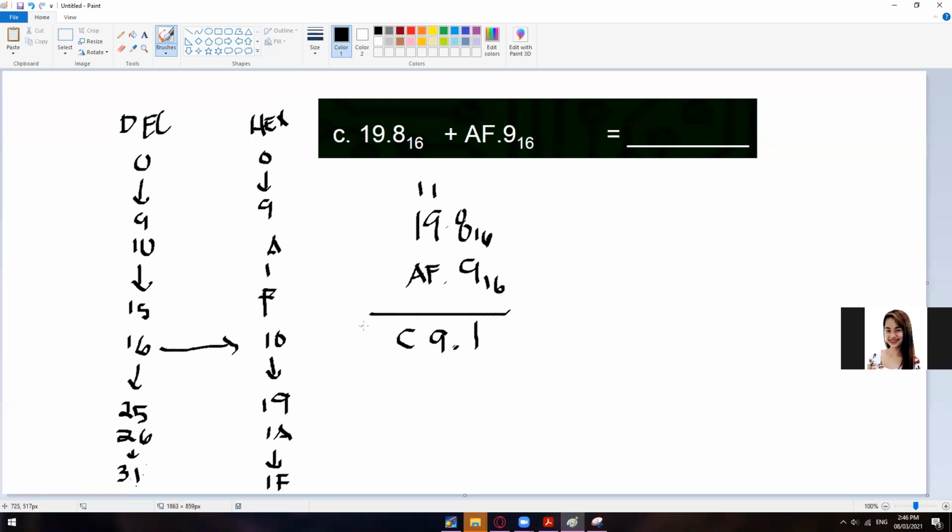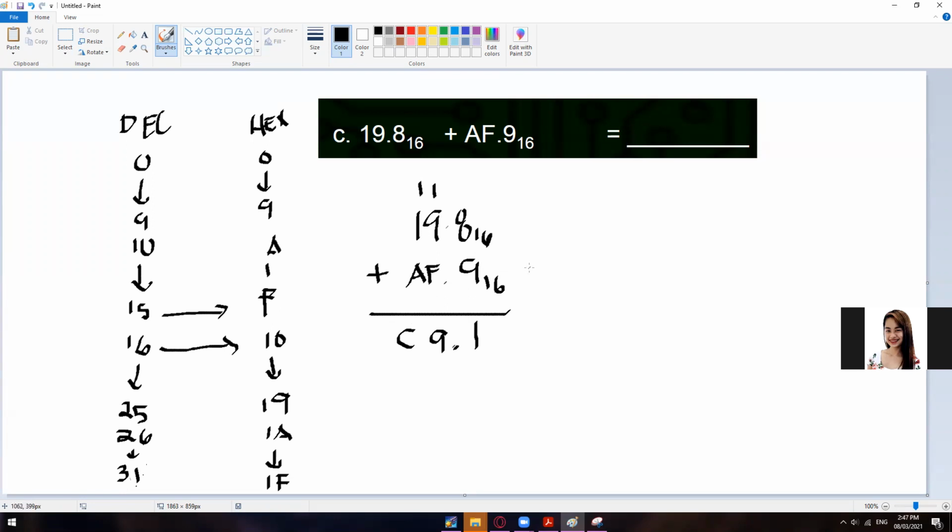Sir? So were you able to follow this example, 19.8 base 16 plus AF.9 base 16 is equal to C9.1? Sir, opo. Yes, F is equal to 15, Miss Dulay. So, all right then. Very good, Miss Balando, if you were really able to follow this one.